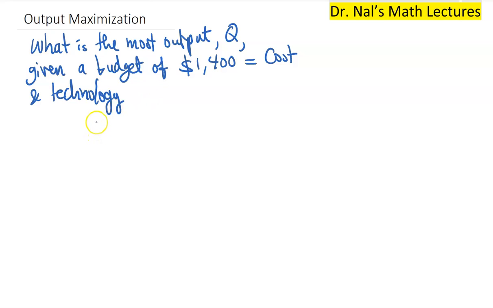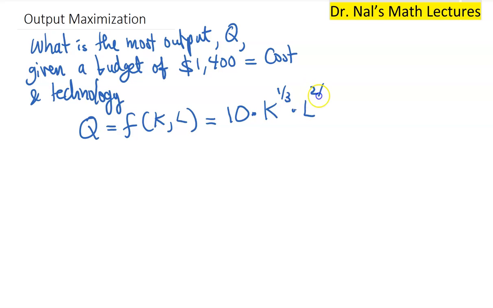Let's say that the technology that we are using is Q equals F of, again, two factors of production, capital and labor. However, the technology is now represented like this: 10 times K to the power 1/3 times L to the power 2/3. Given that technology and given that we have a budget of $1,400, how many units of output can we produce at most? Also, let's say that capital and labor cost the same amount as they did in our previous cost minimization example, namely the rental rate of machines is $9 for capital, and each hour of labor is $16.